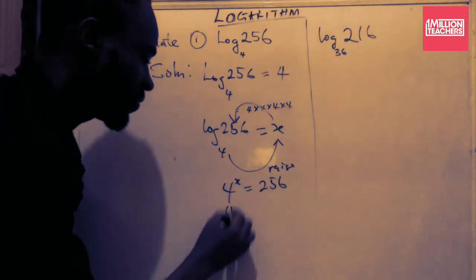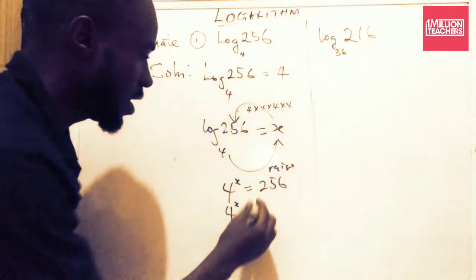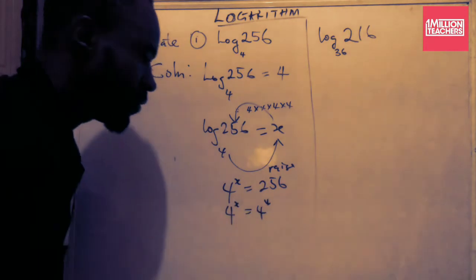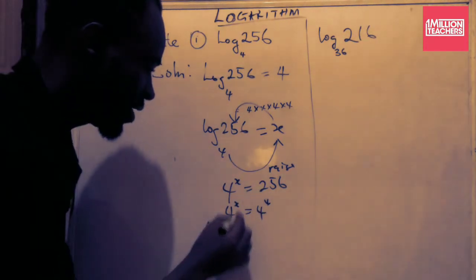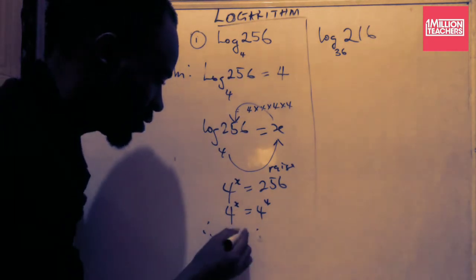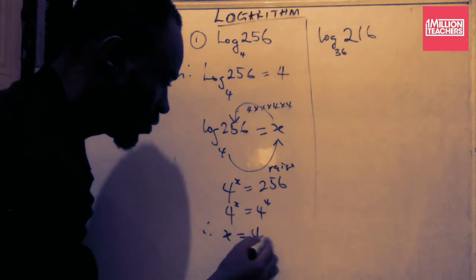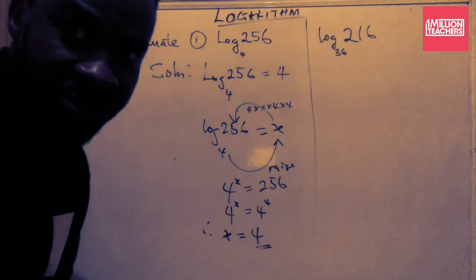And this means 4 raised to the power of x. And I can write this 256 as 4 raised to the power of 4. So by comparison now, it therefore means that my x is equal to what? My x is equal to 4. So can you see? This is just the normal way of solving.